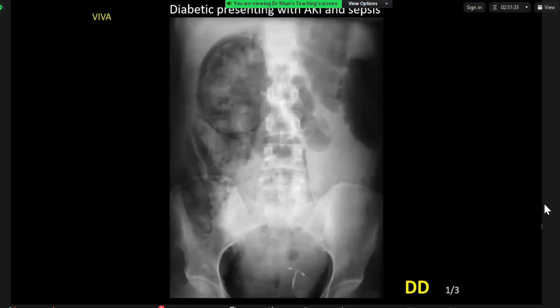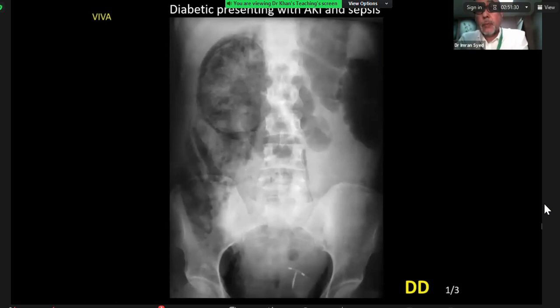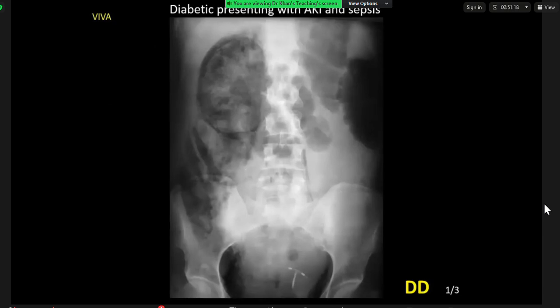So this is a diabetic presenting with AKI and sepsis. Okay, frontal radiograph of the abdomen. The right kidney is surrounded with free gas, which extends into the retroperitoneum. This will be in keeping with emphysematous nephritis. Emphysematous pyelonephritis. I can't see the outline of the left kidney, and I can't see any gas around the bladder. This is a surgical emergency. I would inform the urologist immediately about this finding and recommend urgent urology review.